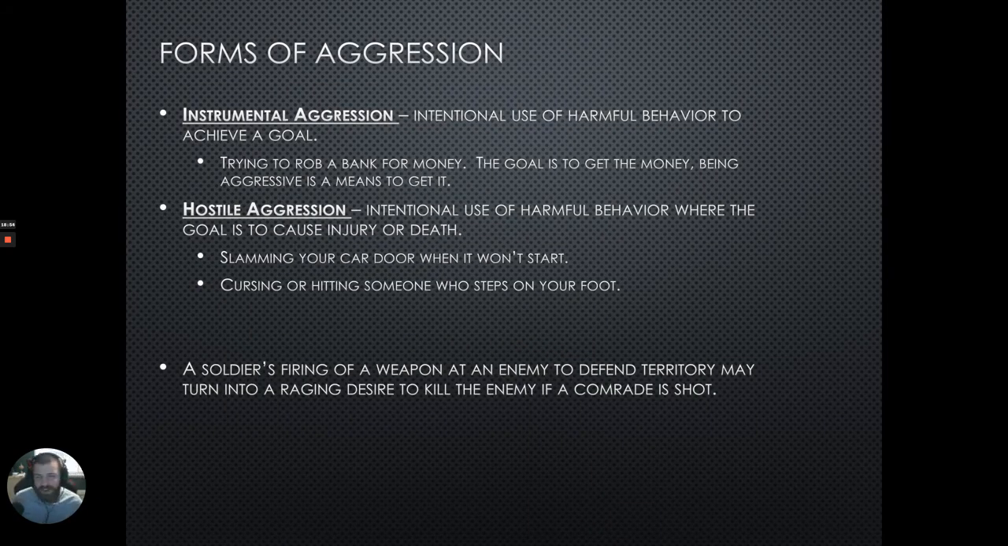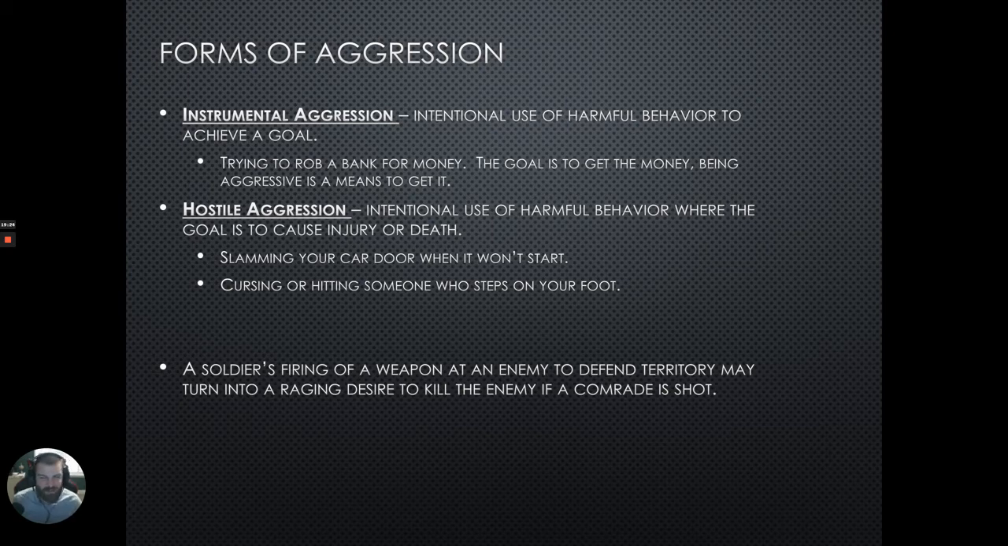Other topics here, we have forms of aggression: instrumental aggression and hostile aggression. When an individual is using intentional harmful behavior to achieve a goal, this is seen as instrumental aggression. For example, if you try to rob a bank for money, the goal is to get money. You're aggressive as a means to get the money. You're not trying to hurt others. That's why it's called instrumental aggression. You're using an instrument to be aggressive. In this case, it could be a gun.